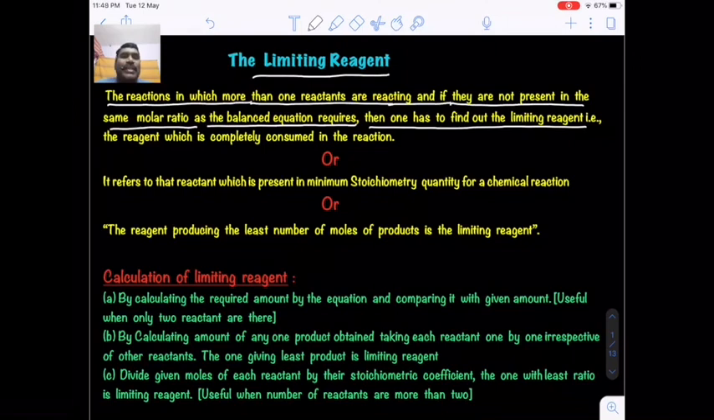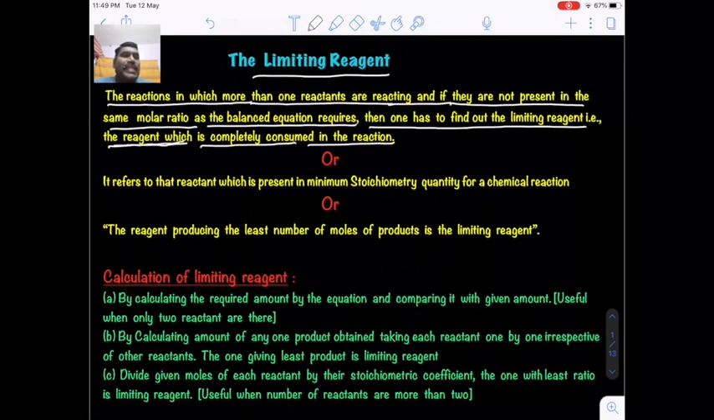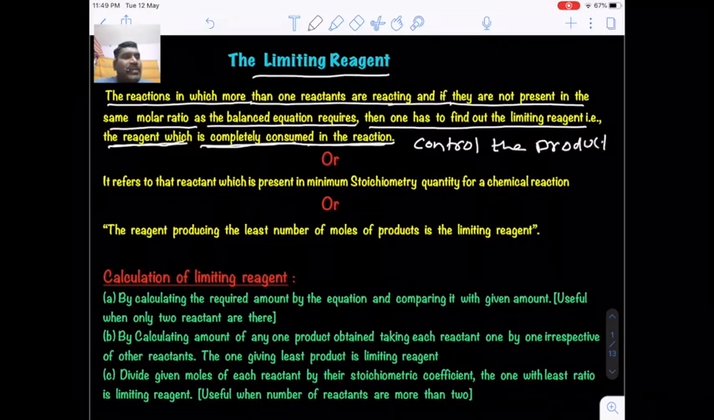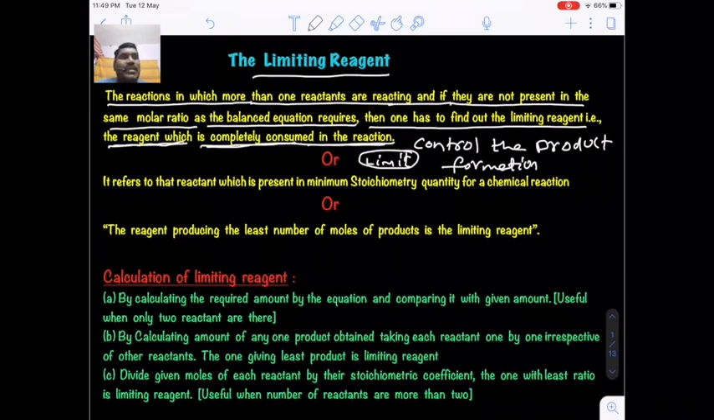The reagent which is completely consumed in the reaction. The basic definition of a limiting reagent is a reagent which is completely consumed in the course of a reaction. And one more important thing, this reagent will control the product formation, or it is a reagent which limits the product formation. That's why this is called limiting reagent. In short notation it is called LR, that is the limiting reagent.